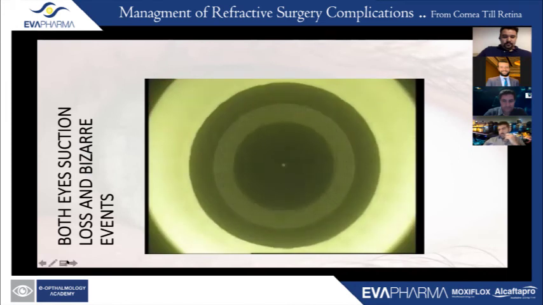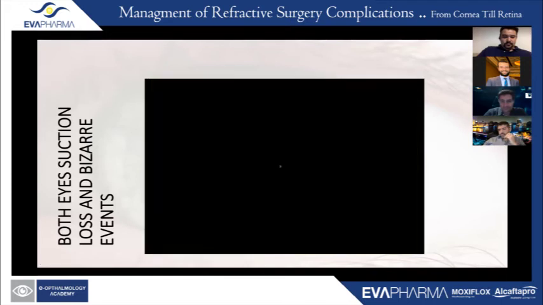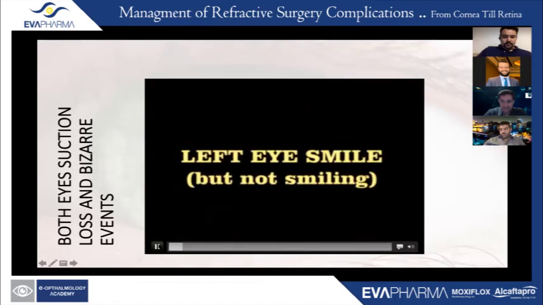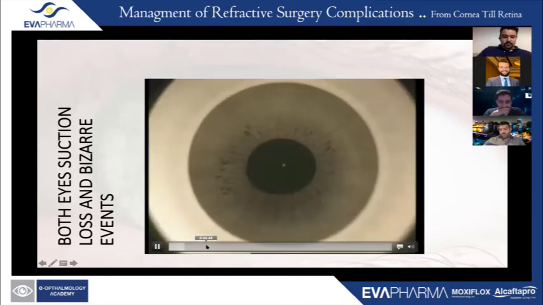Now here's another case with both eye suction loss and a lot of bizarre events happening there. You can see that again, another uncooperative patient. Some of these case videos are from our trainee surgeons as well. So that eye, of course, was aborted, and we didn't go ahead with that eye immediately. So we went on to the next eye. So this is the first eye. I'm sorry, the video started playing all over again.